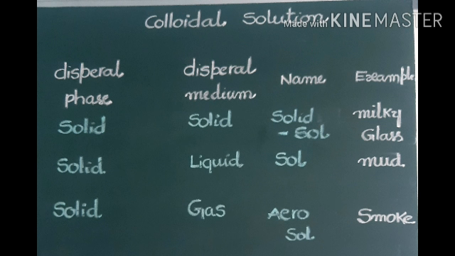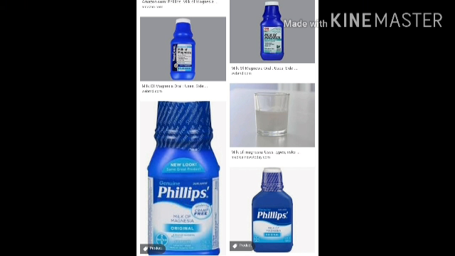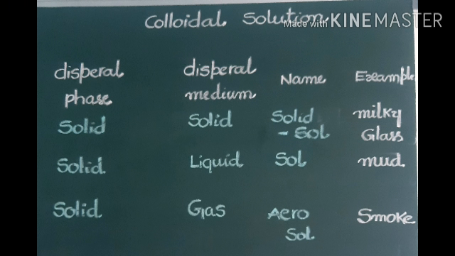Let us observe the second example: dispersed phase solid, dispersion medium liquid, and the type of colloid, or name of the colloidal substance, is sol, and example mud, the best example of sol. And milk of magnesia is also a best example of sol. And the third one: dispersed phase is solid and dispersion medium is gas, and the type of colloidal substance is aerosol, and best example smoke.